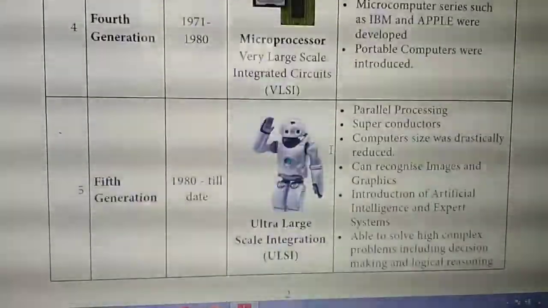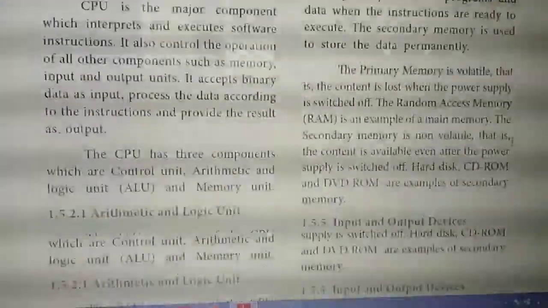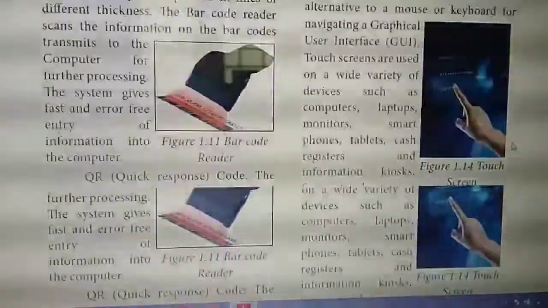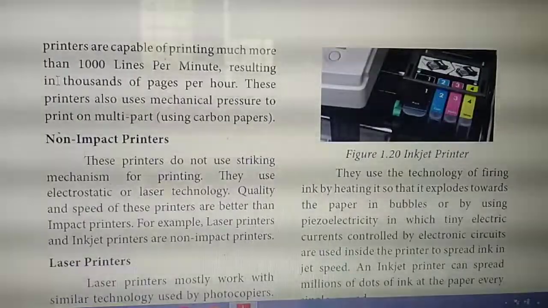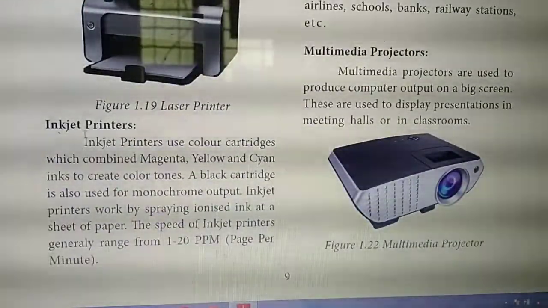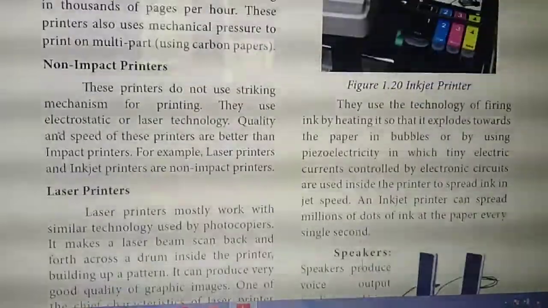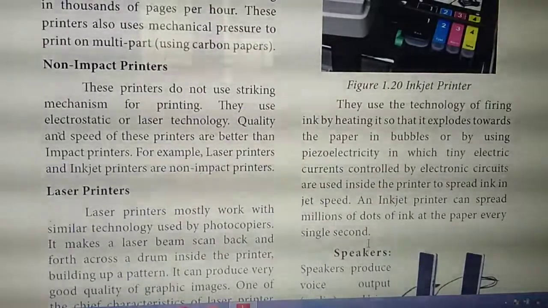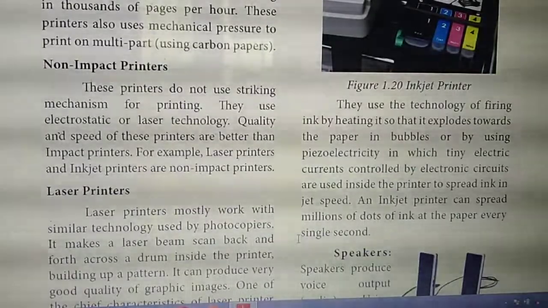Then mark the third 5-mark question: inkjet printer. Take page number 9, inkjet printer. You should mark this fully, starting from here, the full paragraph below the speakers. This is the third 5-mark question A, inkjet printer fully.